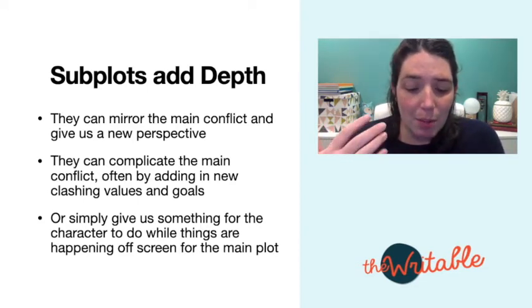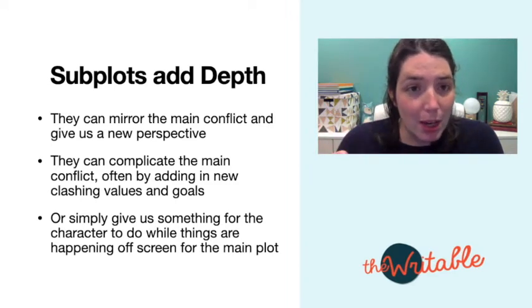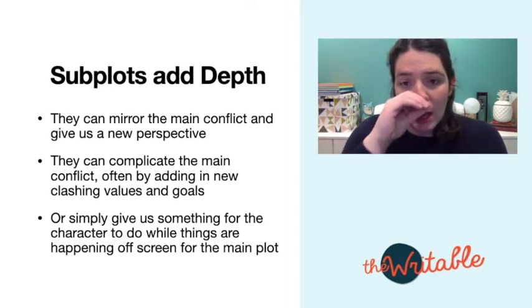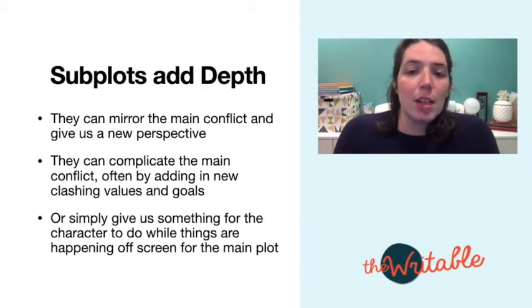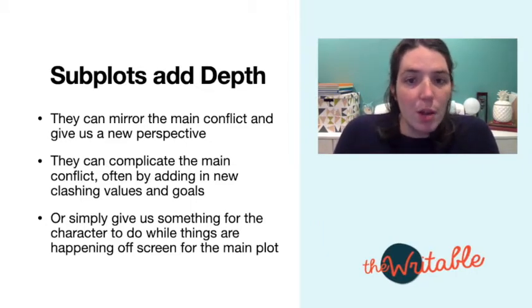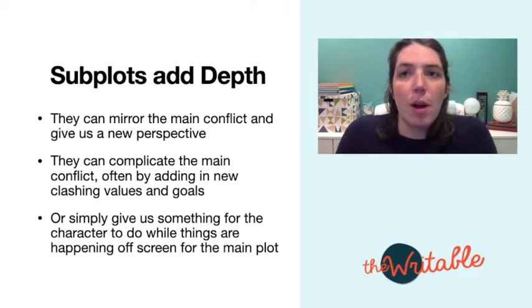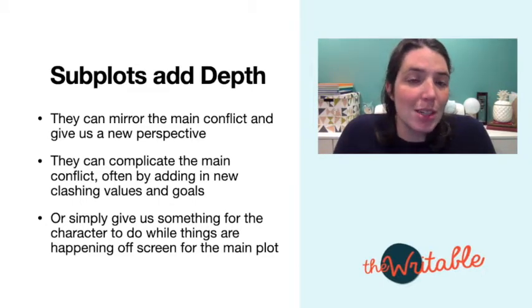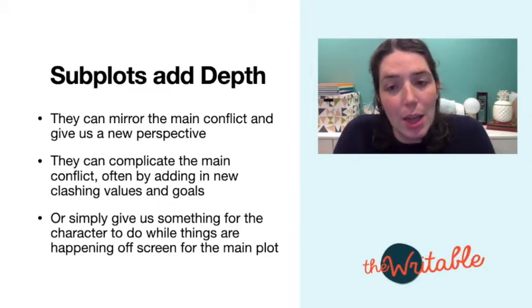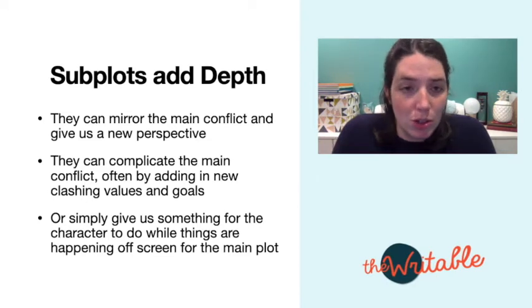We also find that subplots can be there to complicate the main character or the main conflict, and often what they're doing is they're adding in clashing values and goals. And we know that tension comes from when a character is struggling between two different values. They're trying to decide which one is more important to them, which will then force them to make a choice.